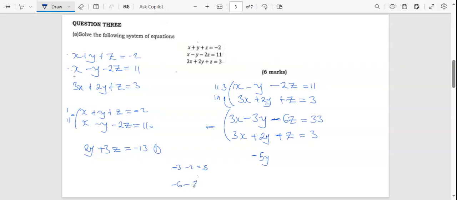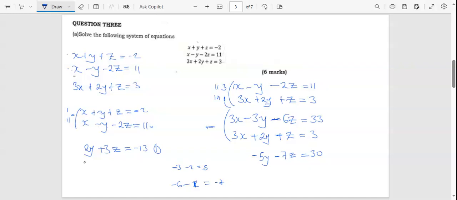Plus z. So you put z there, which is just 1, right? That will give us what? Negative 7, right? You put that there, that will give us negative 7 is equal to 3 minus that, which will be just 30. So these are the equations that we have.